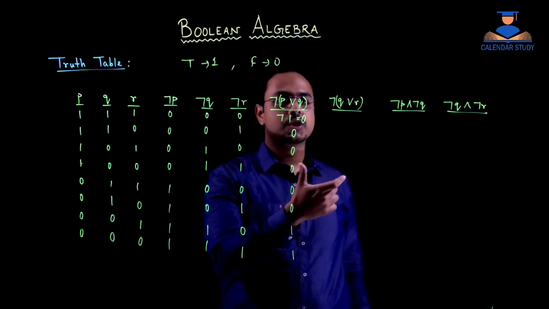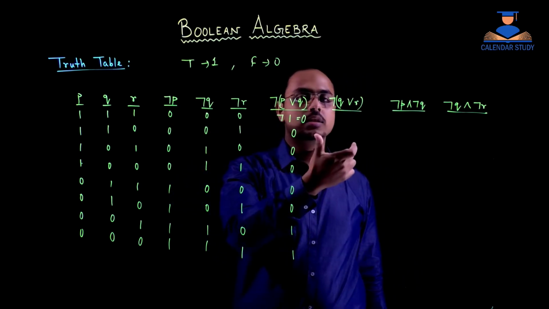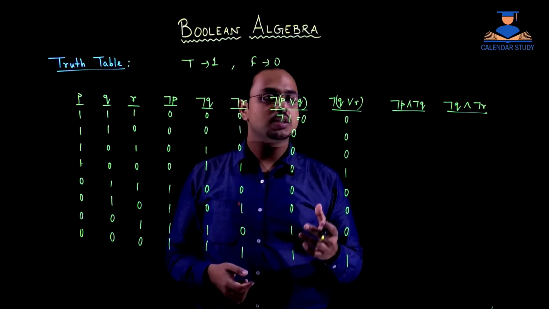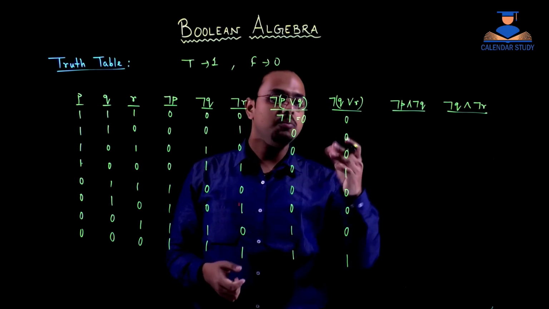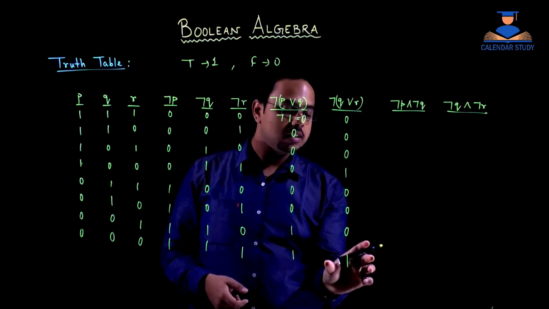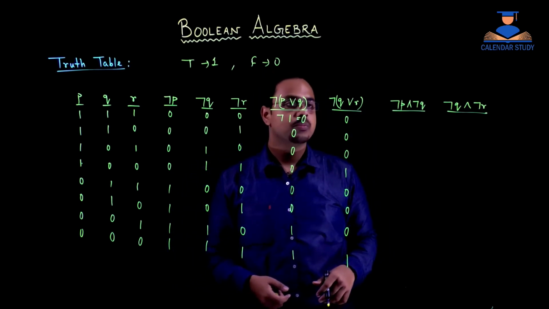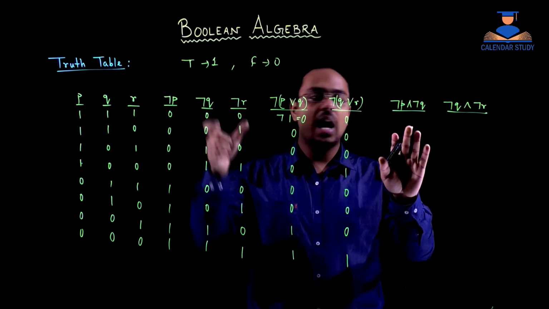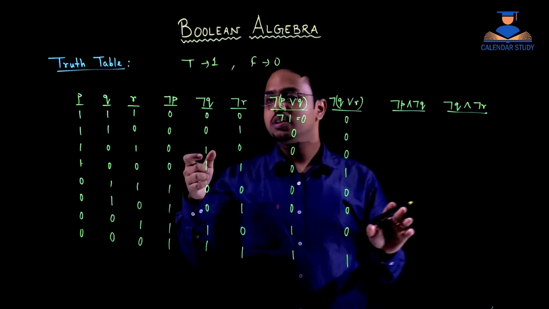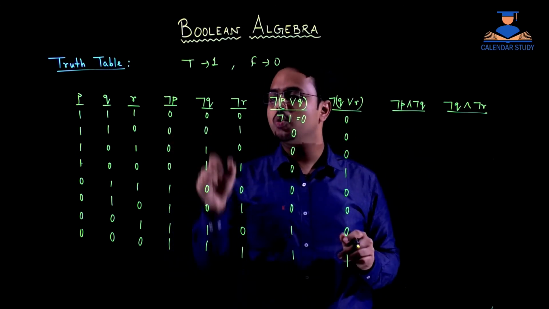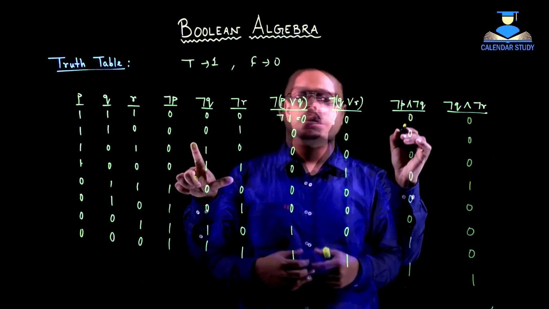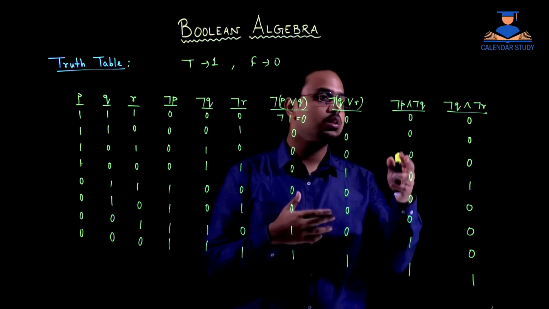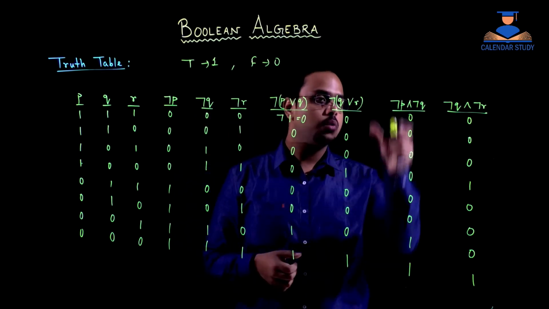Similarly, we will perform this operation on the columns of Q and R, and then we will negate the statement. So after performing the operations on the columns Q and R and negating them, we have found these results. Okay? We will now perform the AND operation over the columns not P and not Q, and then on the columns not Q and not R, and we find these two columns.